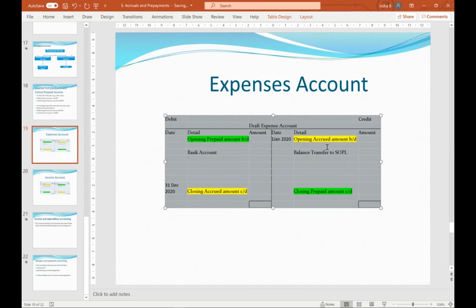So we are saying accrual is on the credit side. How I remember this is: opening accrual comes on the credit side, so closing accrual comes on the debit side. It's like a cross. Similarly, because opening accrual is here, opening prepayment goes on the other side, and this is again a cross. I just remember that opening accrual comes on the credit side, then I remember all.